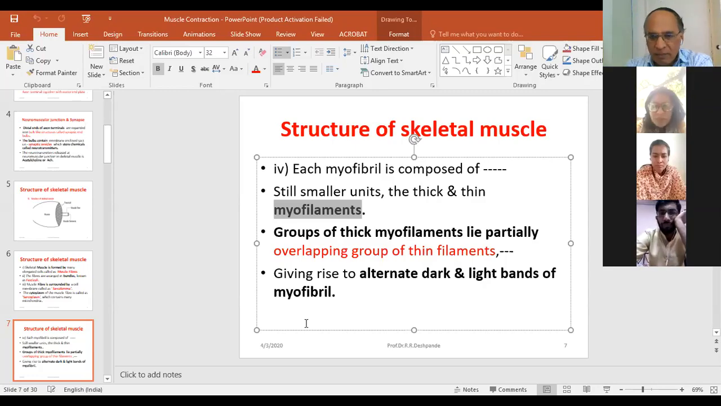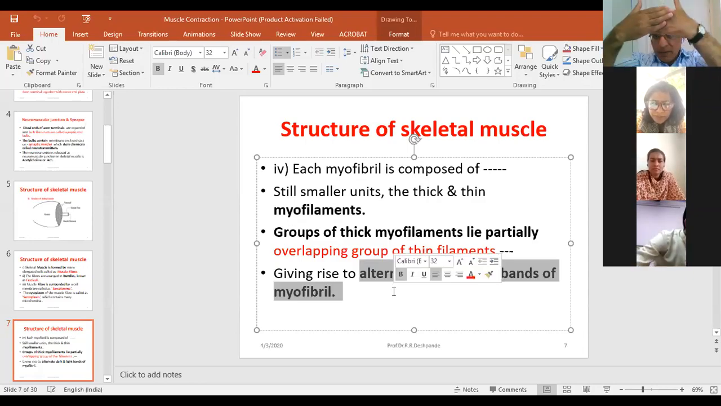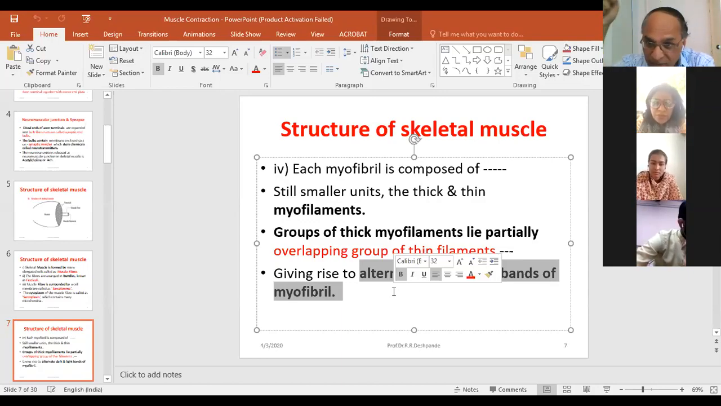When there is an overlap, this is a dark band, dark. No overlapping, that is called a light band. Can you see over here? Alternate. Dark, light, dark, light, dark, light. So inside the muscle, we are talking inside, there are dark and light bands. Okay. Next.